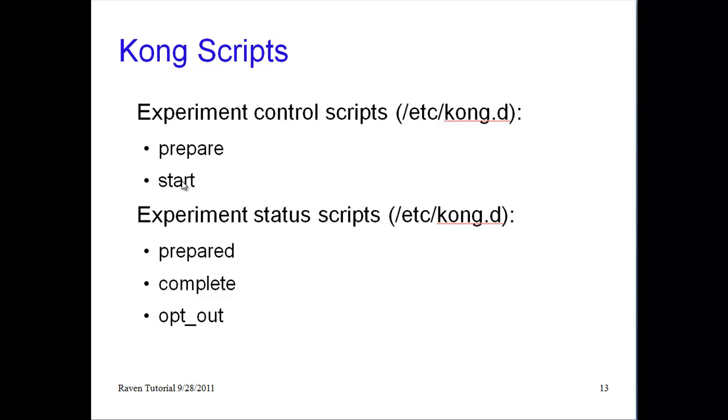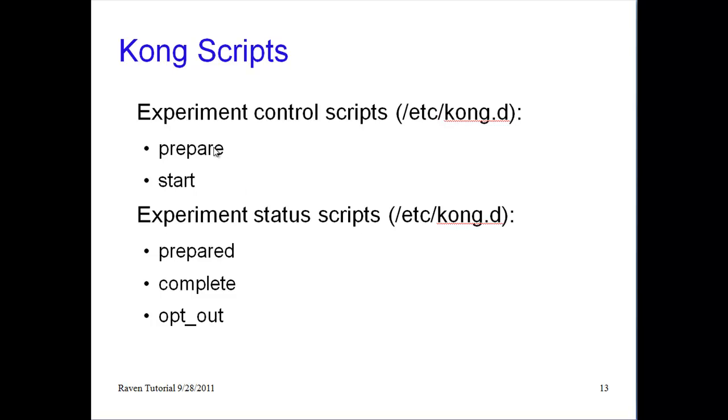The start script would typically run an experiment, and as the final line of the start script would execute the complete script. And then there's also the opt-out script, which is used if a node wants to opt out for any particular reason.